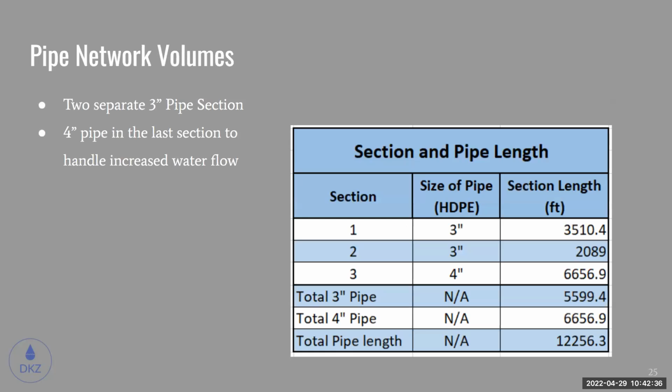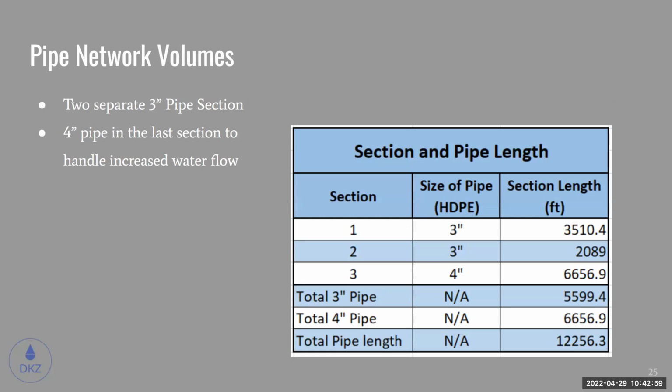So here's our pipe network volumes broken down a little bit more. Our first section is going to be 3,500 feet, second section is going to be 2,000 feet, and our third and final section, which is a 4-inch pipe, is going to be roughly 6,600 feet. Total, we're going to have just about 12,000 linear feet of piping running through this neighborhood. All, again, in the road right-of-ways, with the exception of the pieces tying into the pump stations that are on some private property.